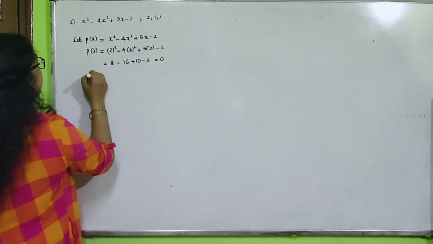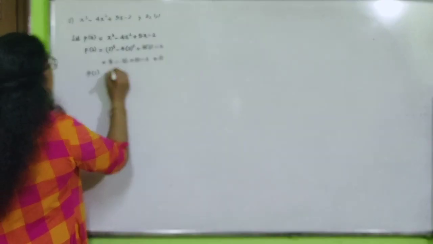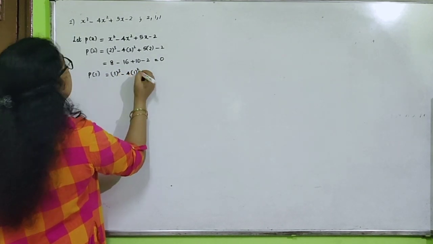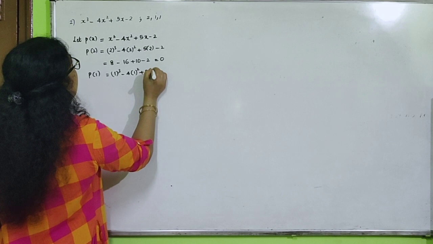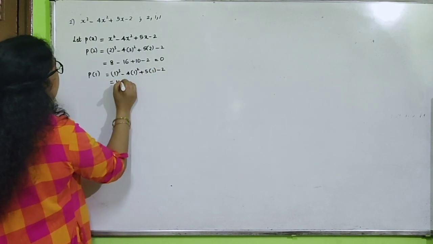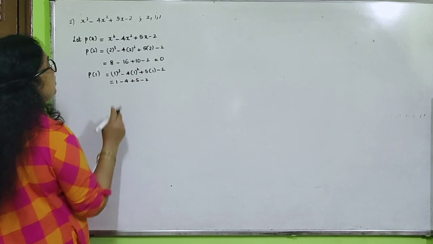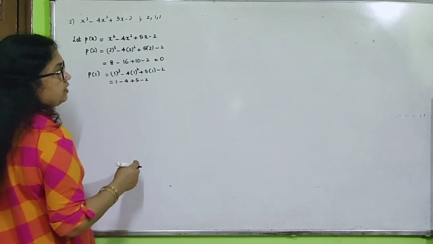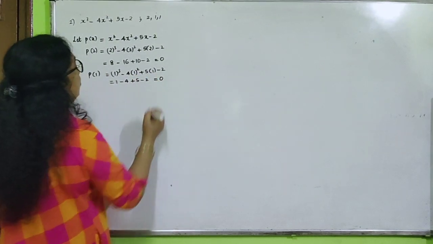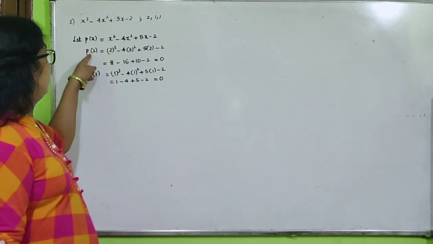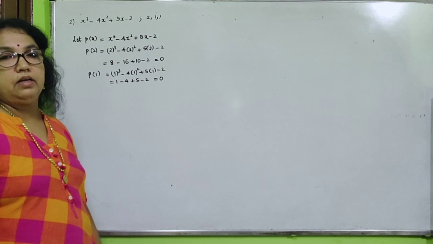Now p of 1. So 1 cube minus 4 into 1 square plus 5 into 1 minus 2. So 1 minus 4 plus 5 minus 2. 1 plus 5, 6. Minus 4 minus 2, minus 6. So that's also equal to 0. Now one more 1 is given. So p of 1 only; here we proved only 2 zeros.